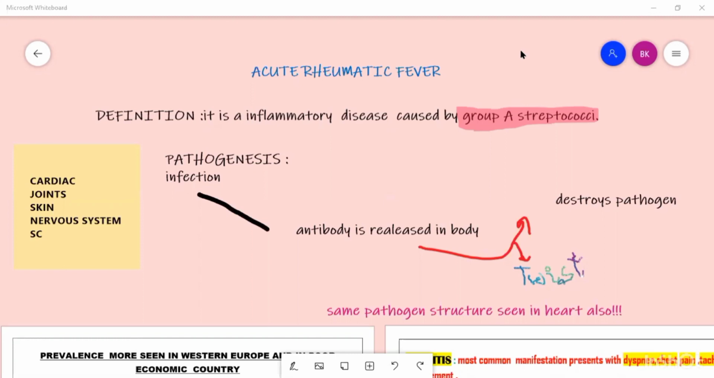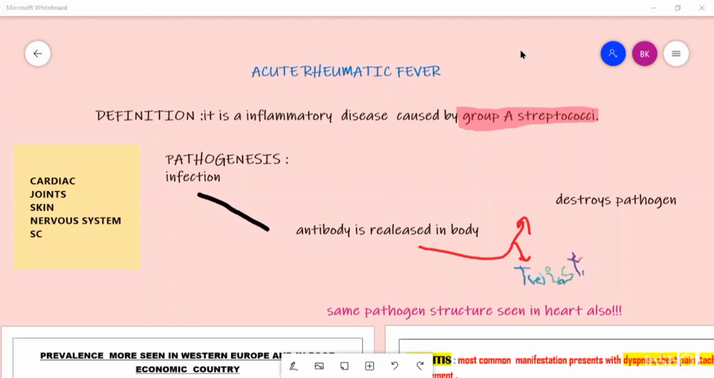When you hear the word acute rheumatic fever, what do you mean? Acute is something which is severe and sudden in onset, whereas rheumatic is something where it affects the joint. And rheumatic fever is concerned with the infection or the inflammation of the heart, okay, or involvement of the heart.